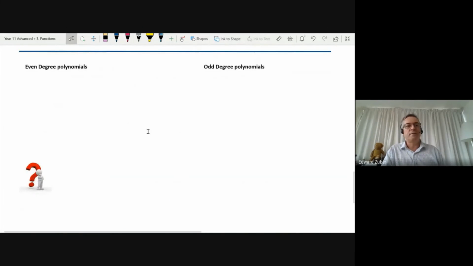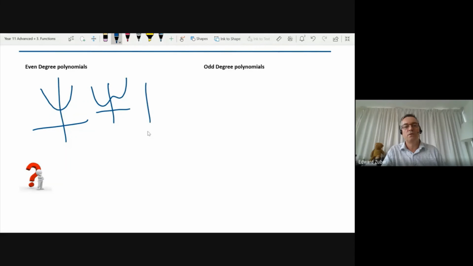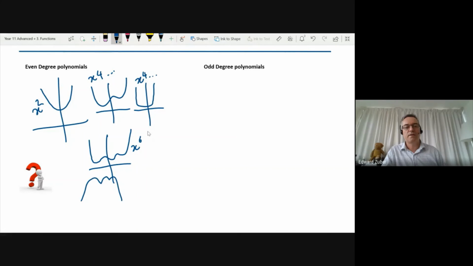You may have actually noticed a pattern happening here, and we'll just draw a few. If we have x squared, it's going to look like this. X to the 4th can look like this. Sometimes it will look quite parabola-ish, but with a bit of a flatter bottom. So that's x squared, x to the 4th. That's also another version of x to the 4th. X to the 6th could have more bumps, but they all maintain that same shape.